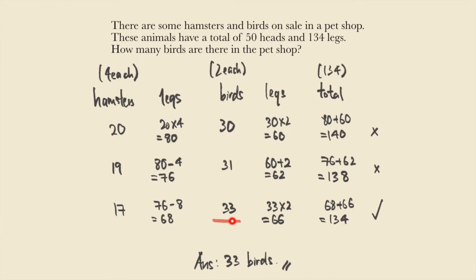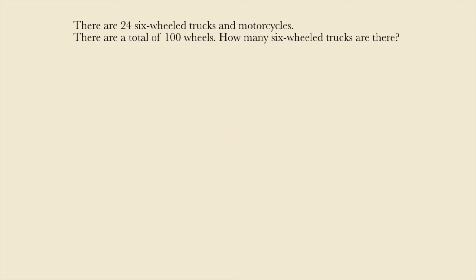So here, how many birds are there in total? From guess and check, it's 33. Question 3, there are 24 6-wheeled trucks and motorcycles. That's 2 wheels each. Total of 100 wheels. How many 6-wheeled trucks are there?